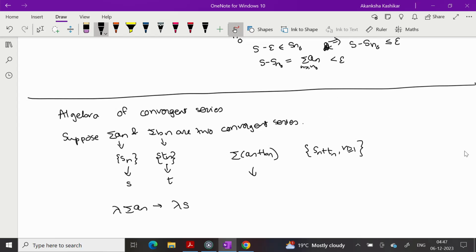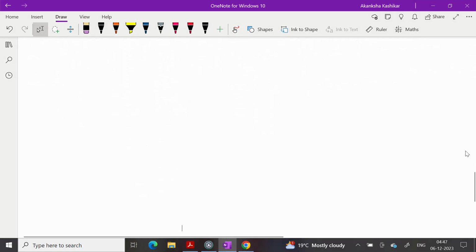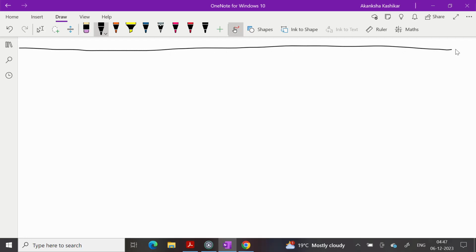Let me now state one more theoretical result related to series. It is again a very simple result, but it is quite useful. So the statement says, if a series is absolutely convergent, then it is convergent. So if a series summation mod an converges, then summation an also converges.